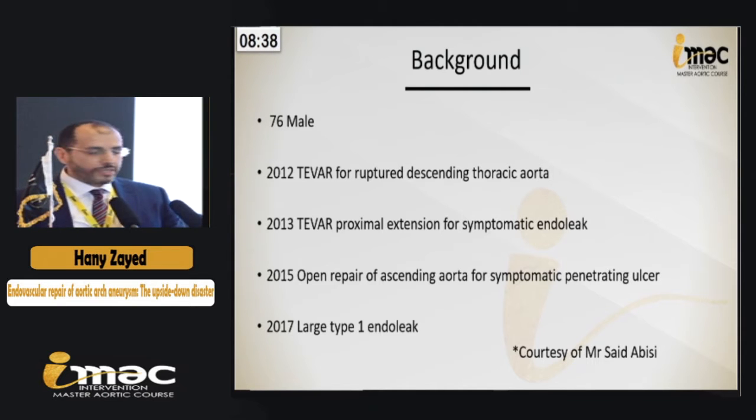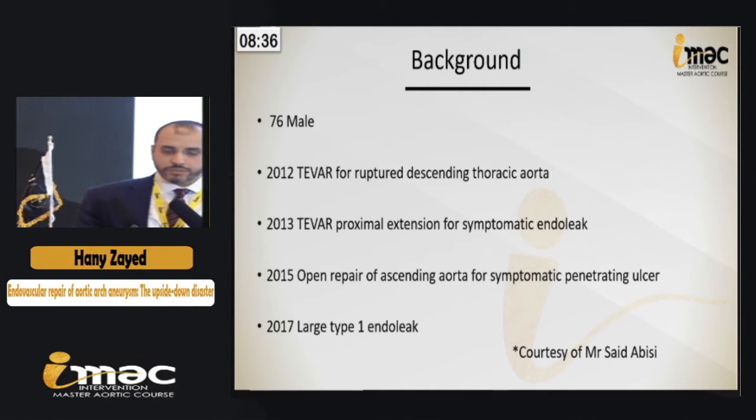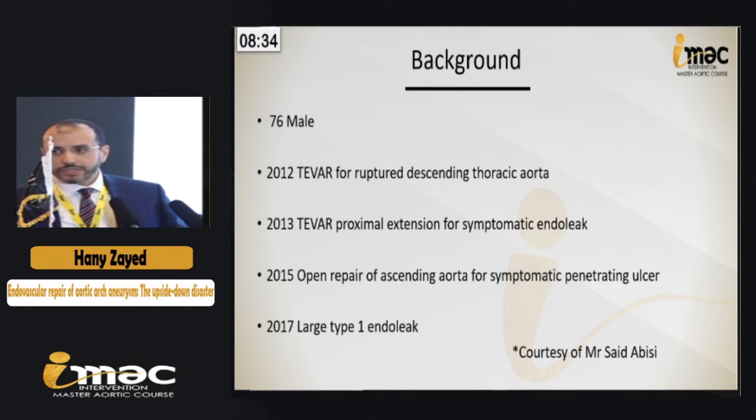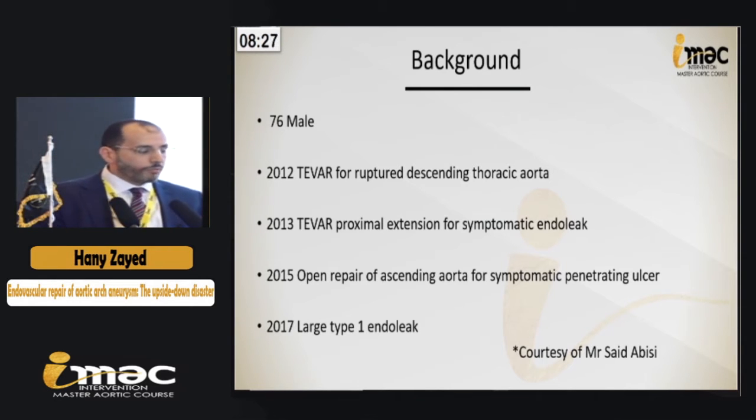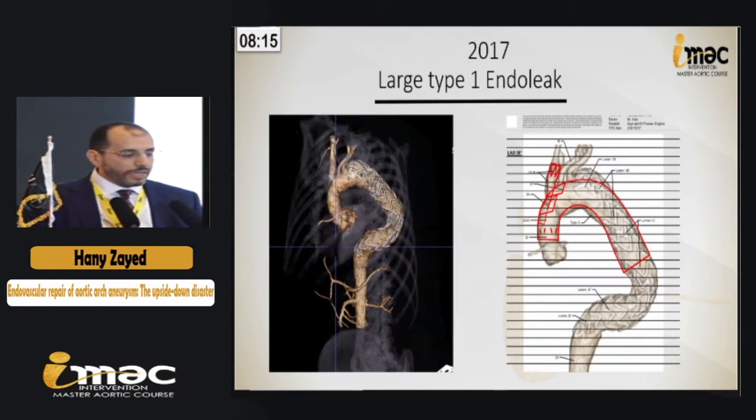Essentially, this is a 76-year-old gentleman who in 2012 presented with a ruptured descending thoracic aneurysm for which he had a T-bar. One year later, he presented with a symptomatic type 1A endoleak and had a proximal extension. Two years afterwards, he had an open repair for a symptomatic penetrating ulcer of the ascending aorta. Unfortunately, in 2017, he presented with a large type 1A endoleak, as you can see here.